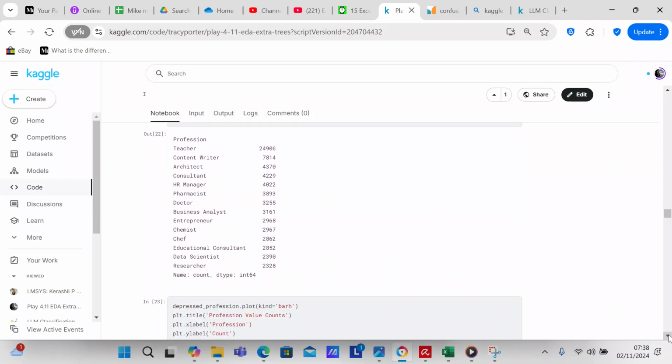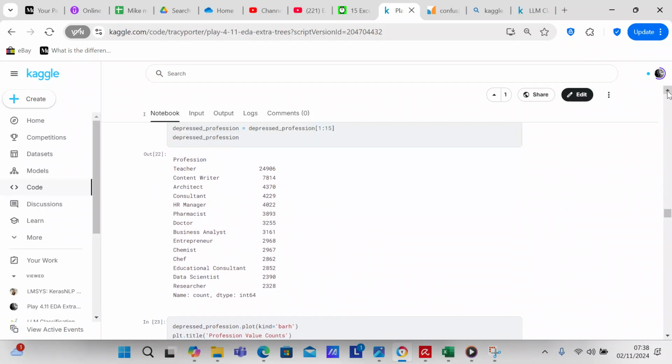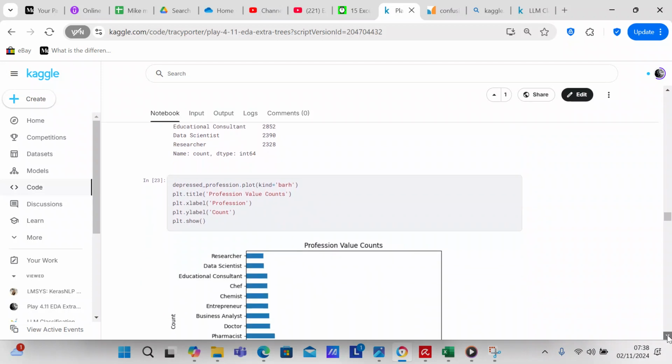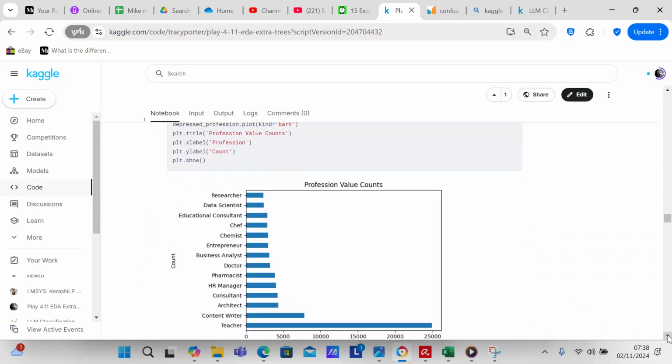And so I did value counts on that, and I only ran the top 15 professions because there were a lot of professions. But I thought, well, I don't want to run every profession because my bar chart is going to be really big. But I could have, because it's a horizontal bar chart, I could have run every profession if I wanted to, and it would be okay because it's a bar chart.